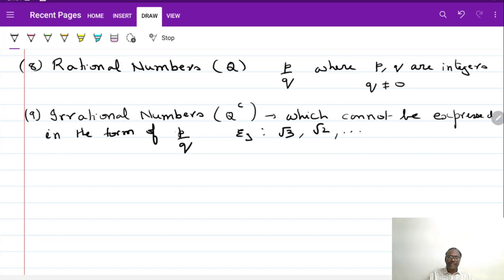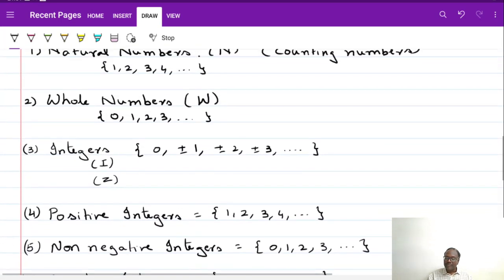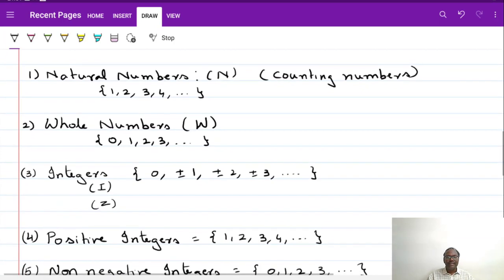I hope all of you understood the different numbers: natural numbers, whole numbers, integers, positive integers, non-negative integers, non-positive integers. Then we have seen what rational numbers and irrational numbers are. Okay, so let's have a quick recap of these numbers once again. The first one is natural numbers, also called counting numbers, represented by the symbol N. Examples: 1, 2, 3, 4, and so on up to infinity.